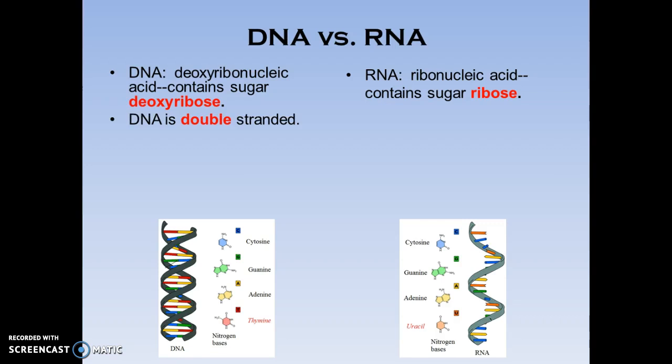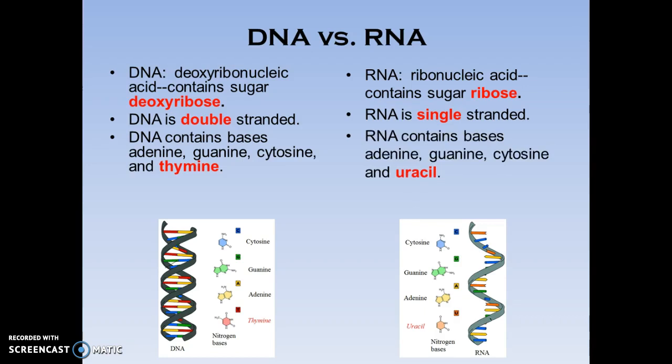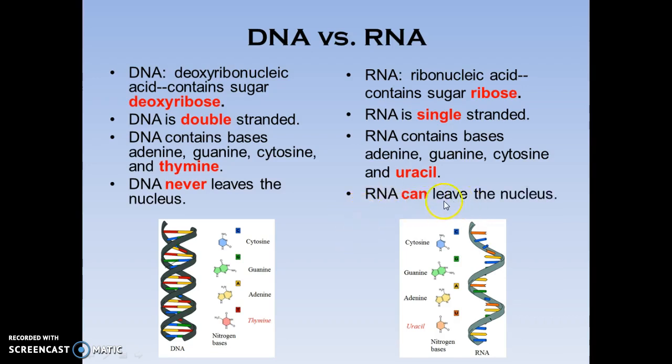DNA we know is double-stranded, whereas RNA is only single-stranded, as shown here in this diagram. DNA has the four bases that we're familiar with: adenine, guanine, cytosine, and thymine. RNA, on the other hand, still has adenine, guanine, and cytosine, but instead of thymine, it's got a base called uracil. So instead of T's that we see in DNA, RNA has U's. Also, DNA never leaves the nucleus. It is trapped inside, but RNA actually can leave, and this gives us that portability that we need to get the instructions from the nucleus to talk to the ribosomes out in the cytoplasm.